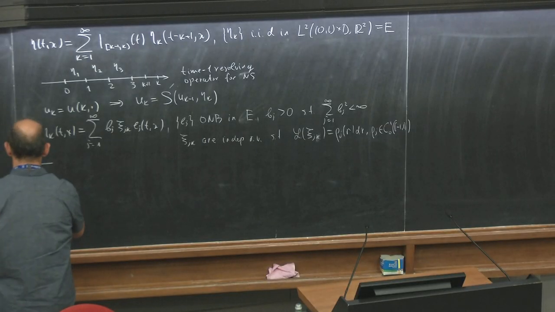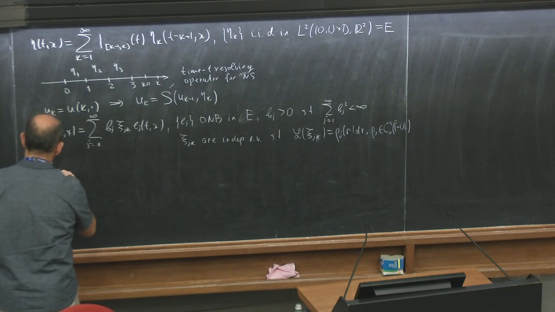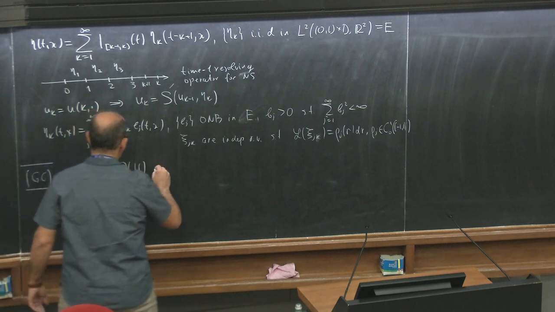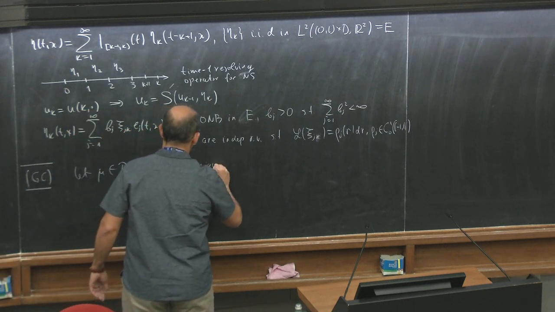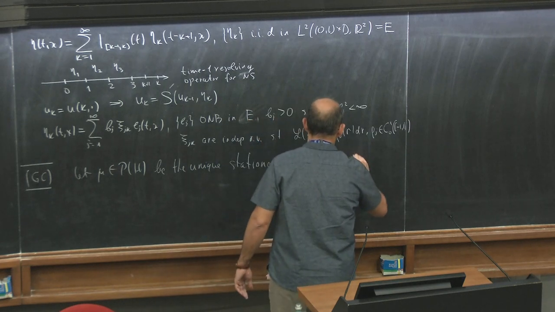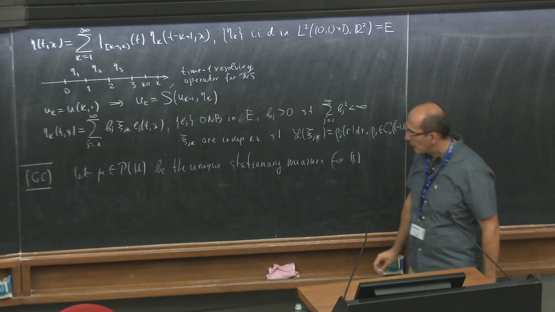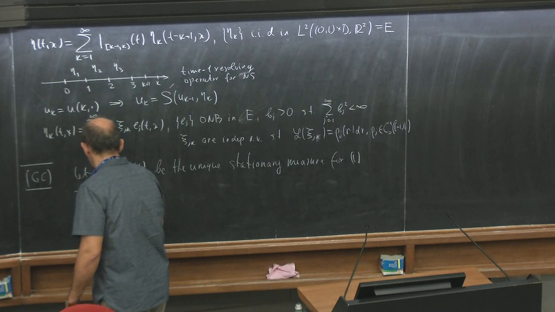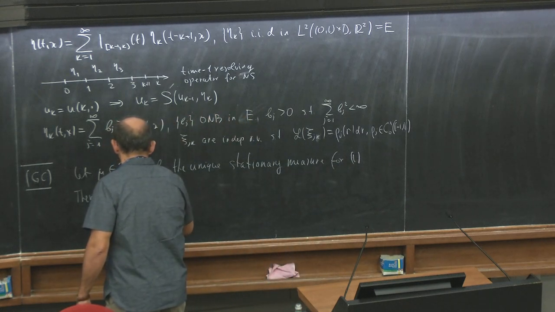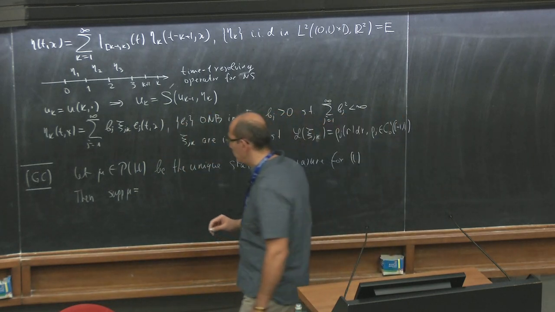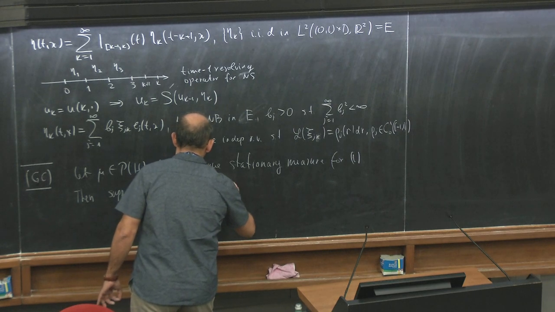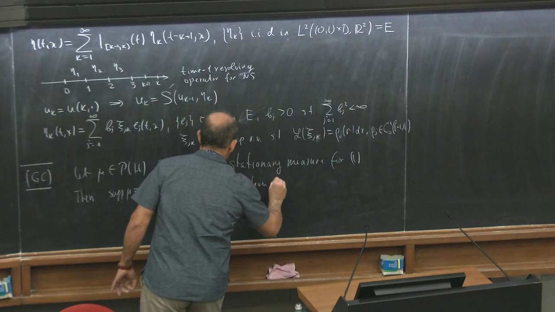So this is about the condition of global controllability. So this is the discussion about this one. So let mu be the unique stationary measure for the system. Well, we already know that it exists and it is unique. Then it's really easy to prove, using the uniqueness, that the support of this measure is exactly the closure of the domain of attainability from 0.